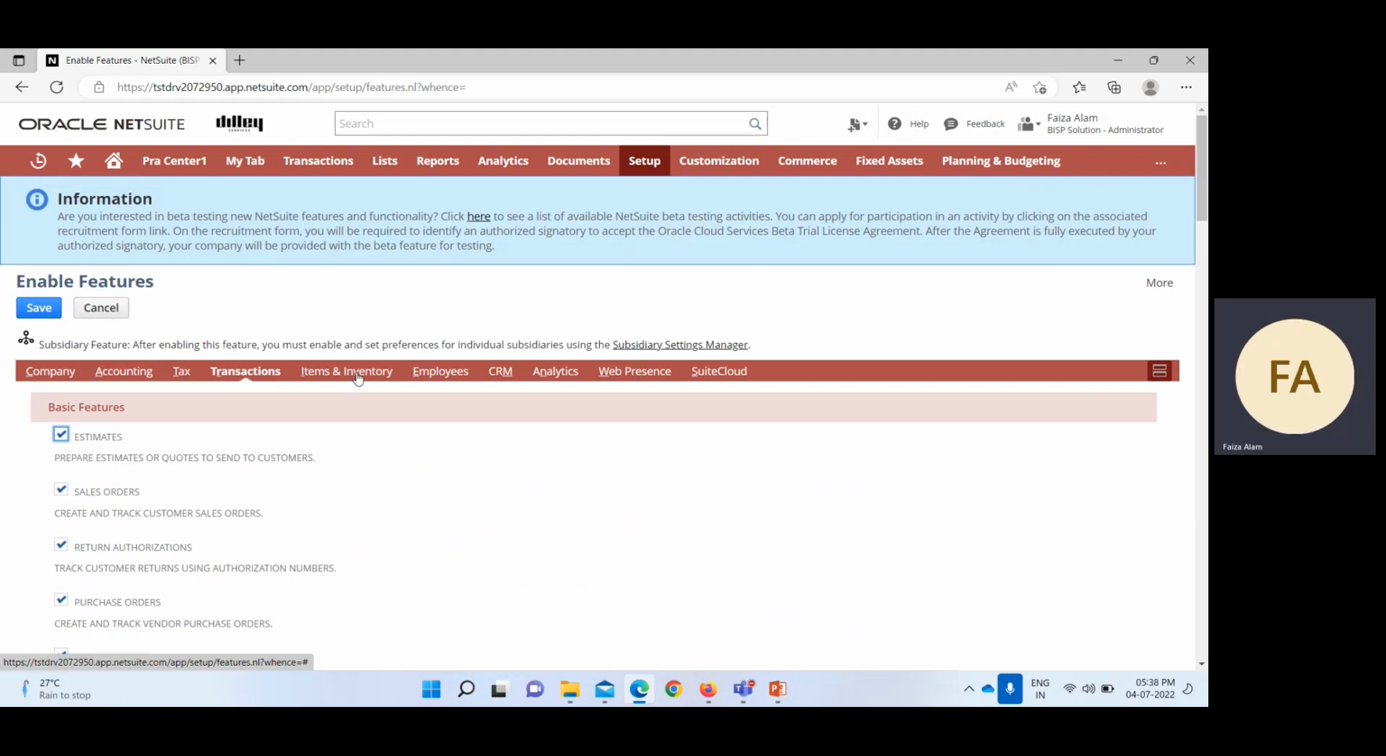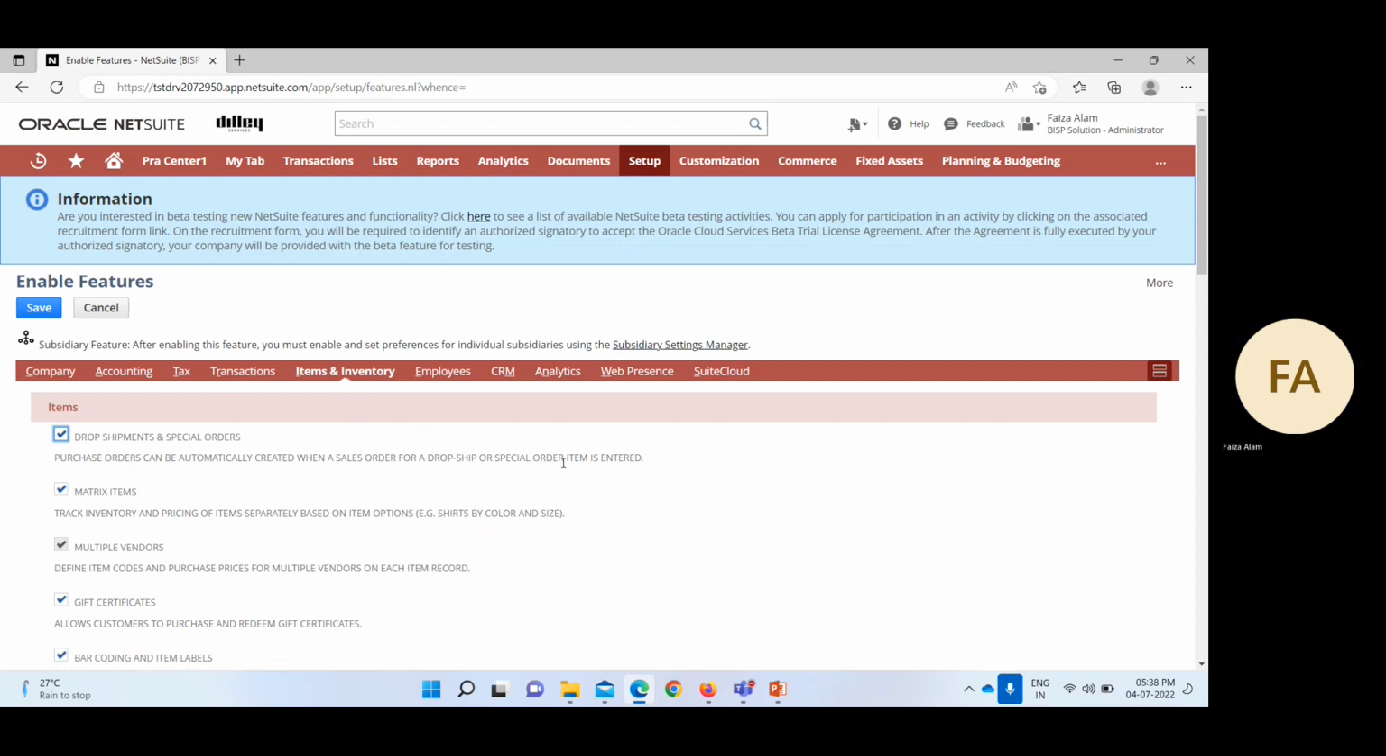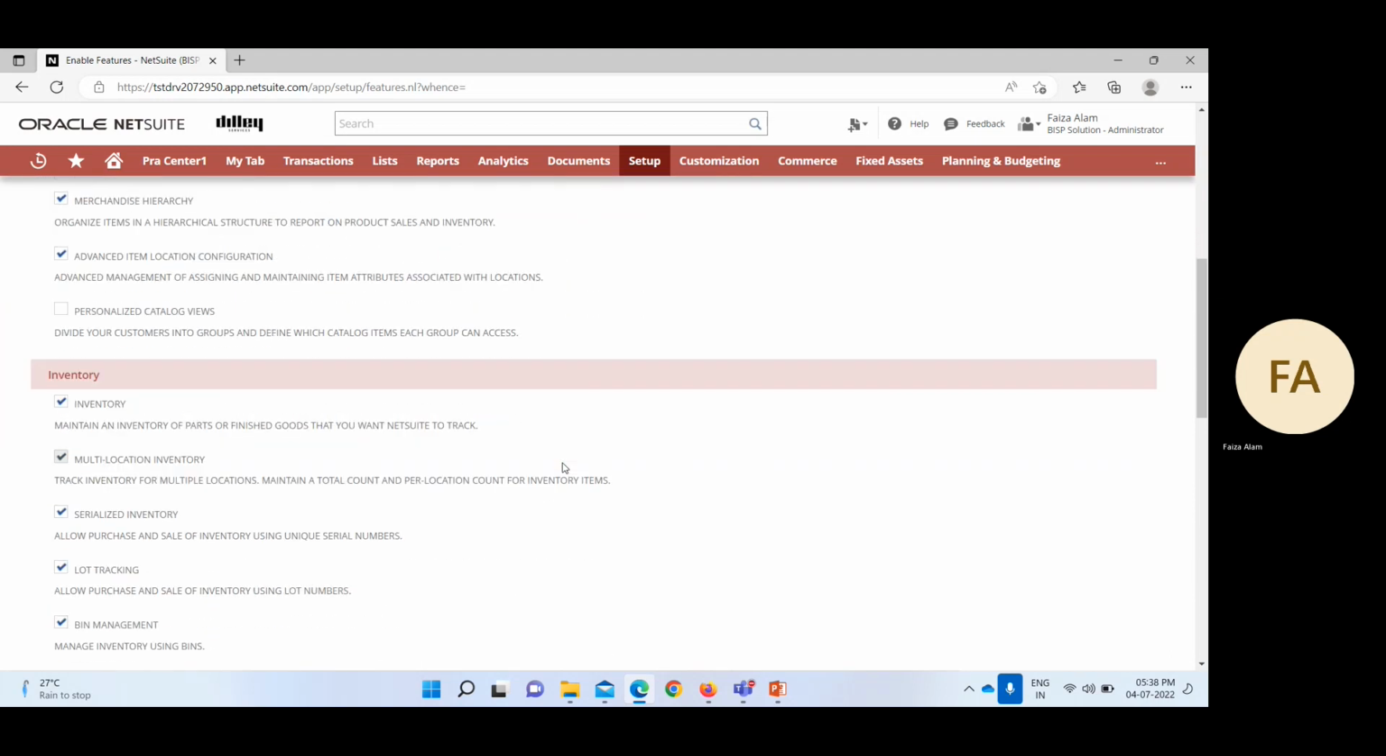The other feature that is to be enabled is under items and inventory. If we go down here under inventory, you can see the inventory and multi-location inventory features are already enabled. If the company is using a single location, this feature is for maintaining an inventory of parts or finished goods that you want NetSuite to track. This is about the inventory, and the multi-location inventory feature is to be enabled if the business is dealing in multiple locations, as it tracks inventory for multiple locations so that it can maintain a total count per location for inventory items.